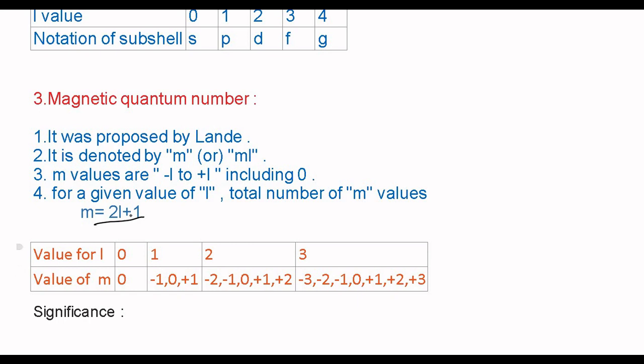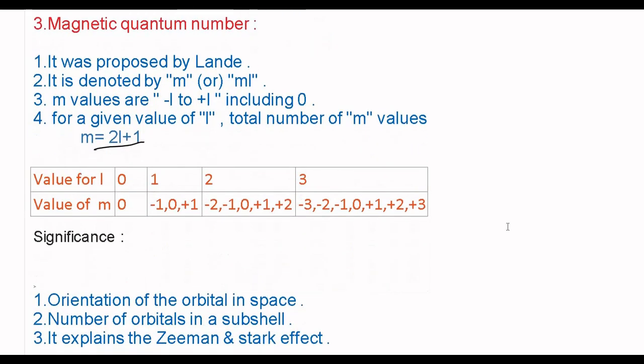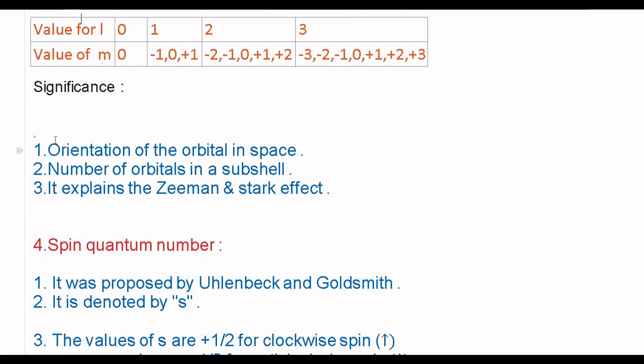This is all about the magnetic quantum number, and we should know the significance of this magnetic quantum number. This magnetic quantum number tells us about the orientation of the orbital in space. Orientation means its 3D arrangement, right? So it tells us about the orientation of the orbital in space and the number of orbitals in a subshell, and it explains the Zeeman and Stark effect. Is it clear? It explains the Zeeman and Stark effect.